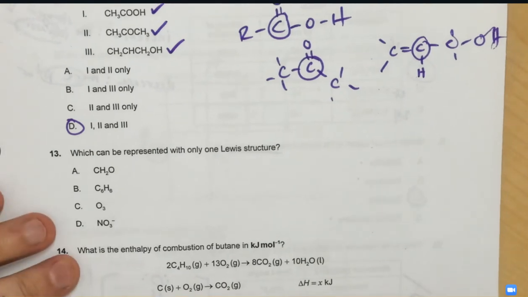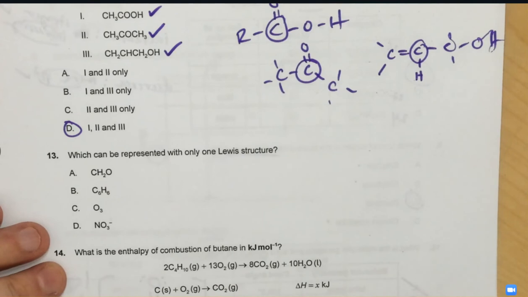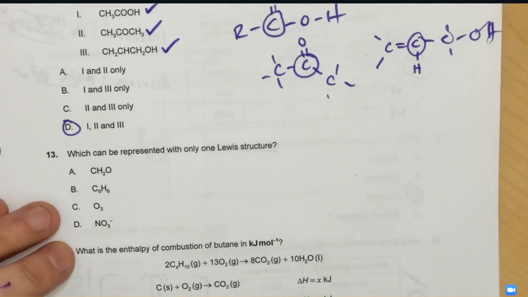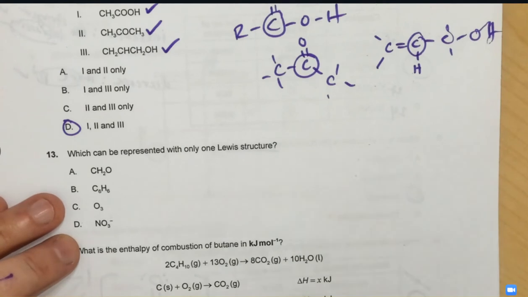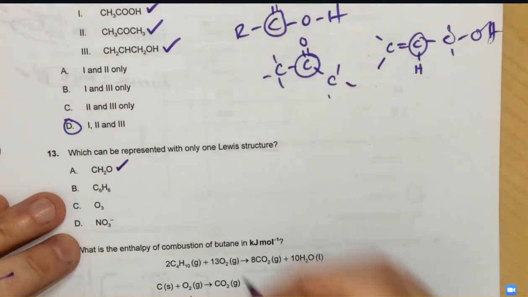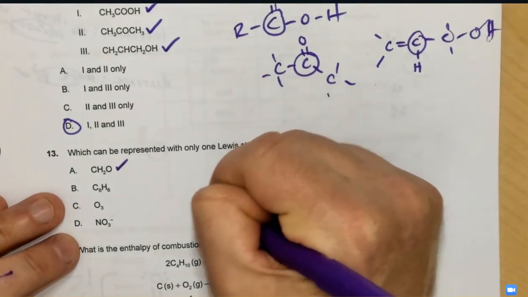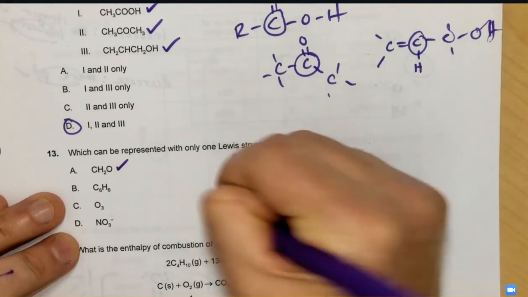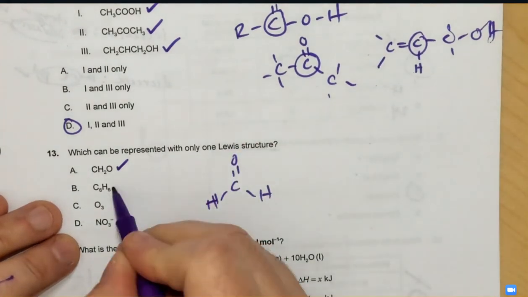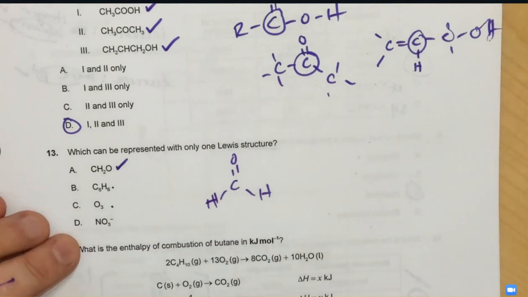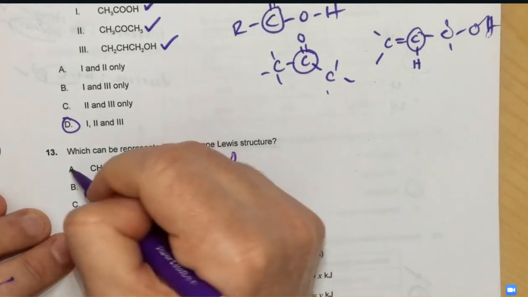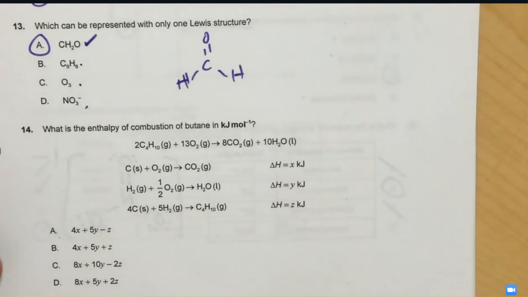So basically what we're looking for is molecules that have resonance. Because if you have resonance, you have multiple Lewis structures. This is methanal. There's no other way to rearrange that. Benzene has resonance, ozone has resonance, nitrate ions have resonance, so it's choice A.